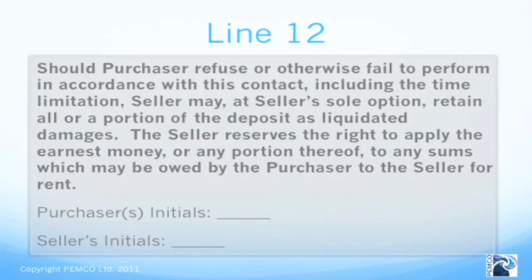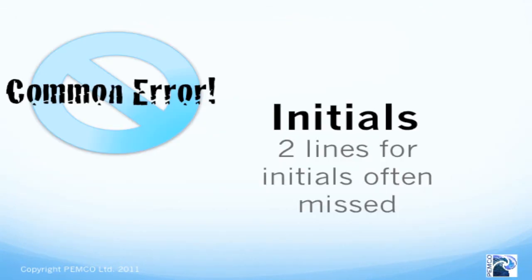Line 12 is a very important statement concerning how earnest money is handled if the buyer fails to act in accordance with this contract. Please take note of the two tiny lines at the end that are asking for you and your buyer's initials. These lines are often missed, and the result is a rejected contract.